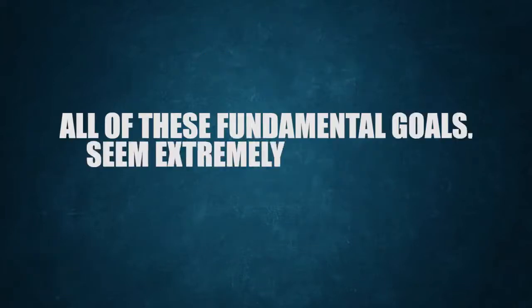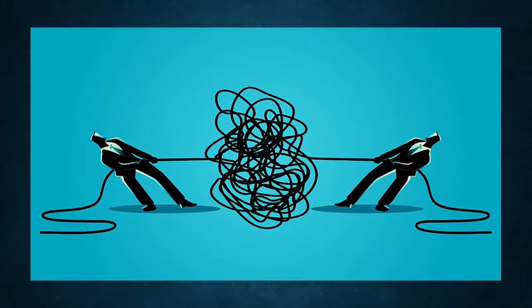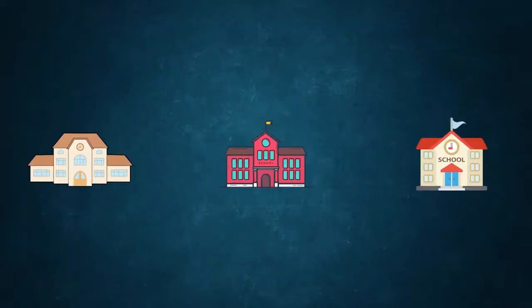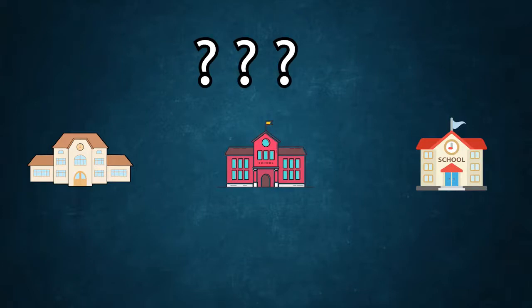And you might be thinking, all of these fundamental goals seem extremely radical and difficult to achieve, and that's because it is. It calls for a restructuring of our entire educational system. When PBL was enacted in Vermont, schools erupted in confusion and perplexity. The main cause of all this chaos was the amount of ambiguity in the core structure of PBL.